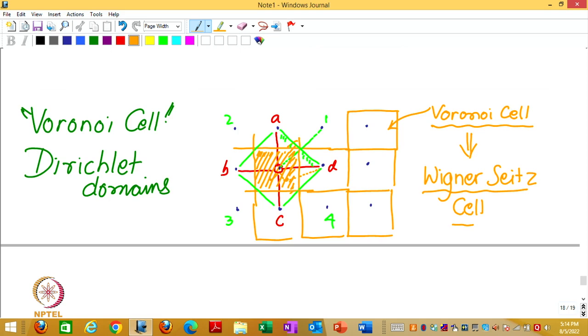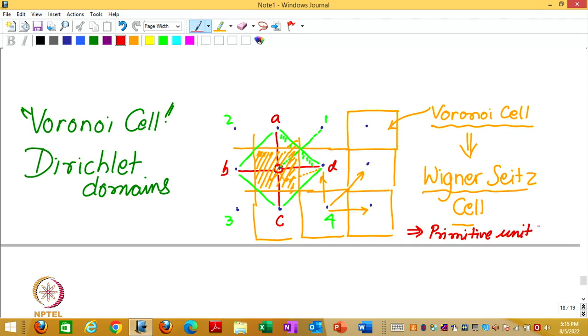Is it primitive or non-primitive? Primitive, because by definition every Voronoi cell or every Wigner-Seitz cell will contain only one lattice point. So, when you go from one cell to another cell, the translation will always be by the lattice translation. And since each one is having one lattice point, all lattice translations have to be included if I want to tile the entire space. So, Wigner-Seitz cells automatically are primitive unit cells. So, this is a special kind of primitive unit cell.